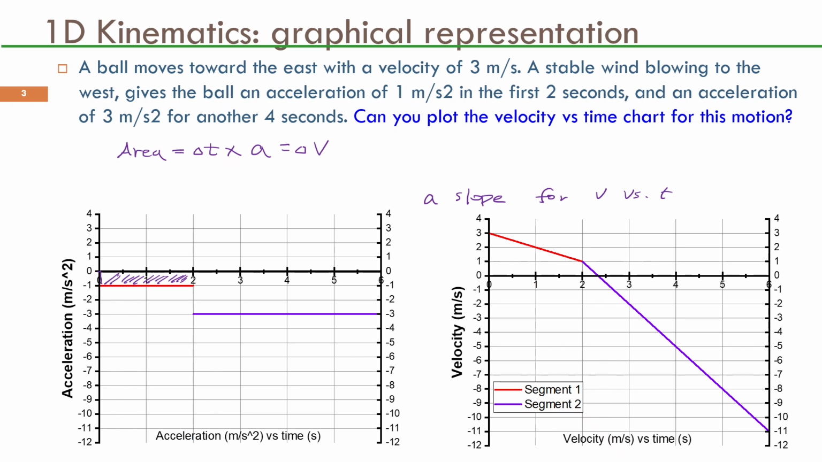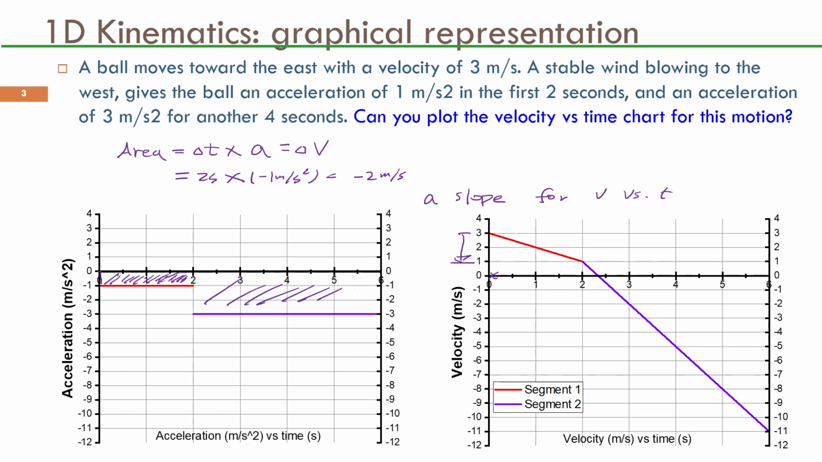So if I plug in the values, for this rectangle, the time change is 2 seconds, and the acceleration is minus 1 meter per second squared. So the velocity change should be minus 2 meter per second. This is exactly what happened. From 0 to 2 seconds, my velocity decreased from 3 to 1, so it decreased by 2. And you can do the same thing here.